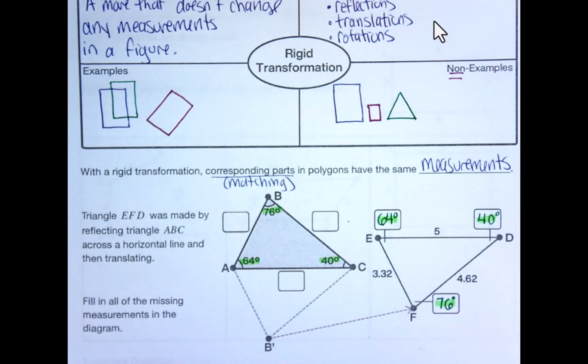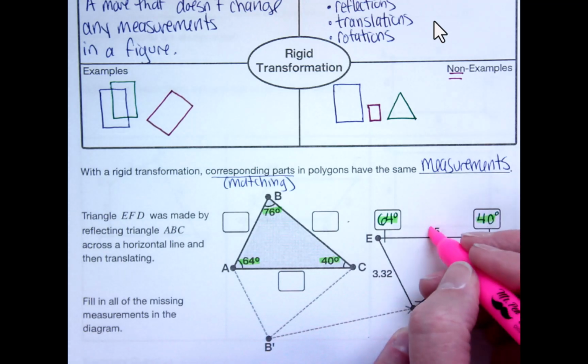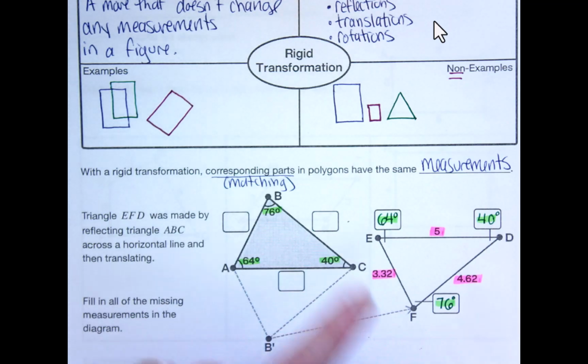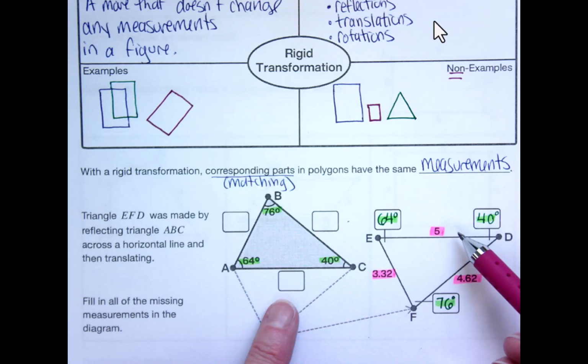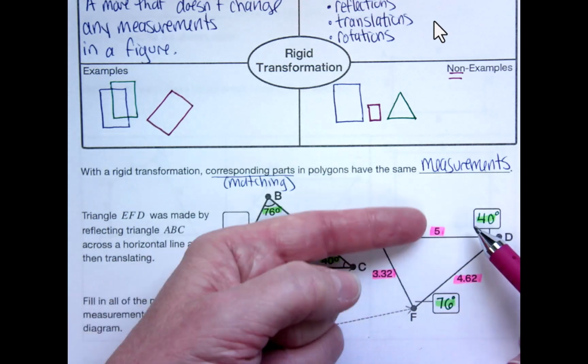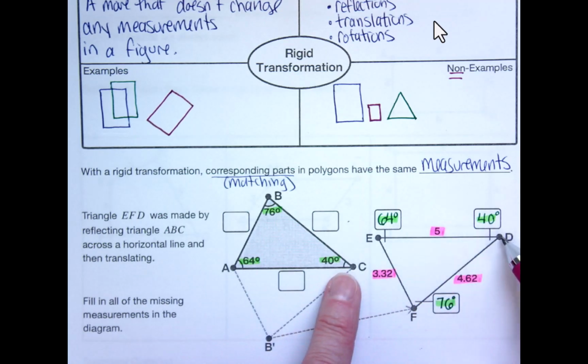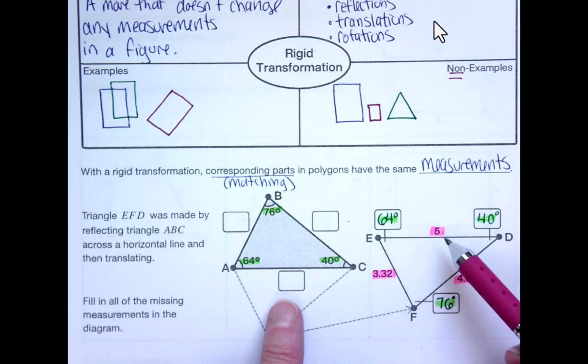Just like we did that with the angles, we can do it with the side lengths as well. And we're given the side lengths in this other triangle. This is 5, this is 3.32, this is 4.62. And if I can match these sides up with the corresponding sides in the pre-image, then I can know what these side lengths are. Let's fill those in now. Well, I think this side, when I flipped it over and slid it up, corresponded to this side. So AC and ED are corresponding sides, so they'll be the same length.